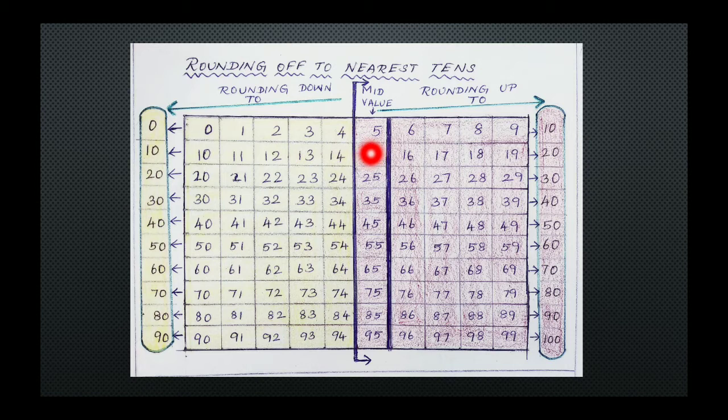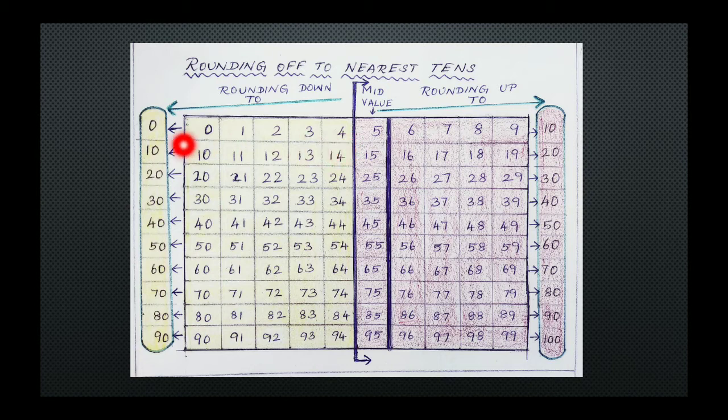What about 5 or greater than 5? See, 5 is middle value, so it should be rounded off to 10. And all other numbers greater than 5 should be rounded off to 10. Since they are rounded off to their greatest value, we call it rounding up. Rounding up to the maximum value 10.